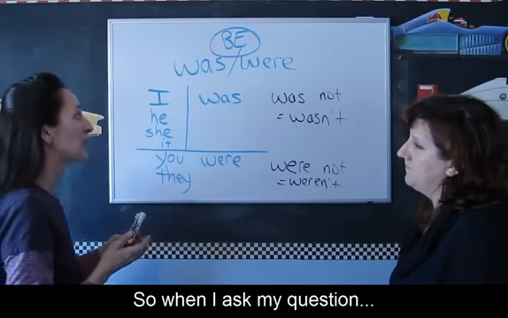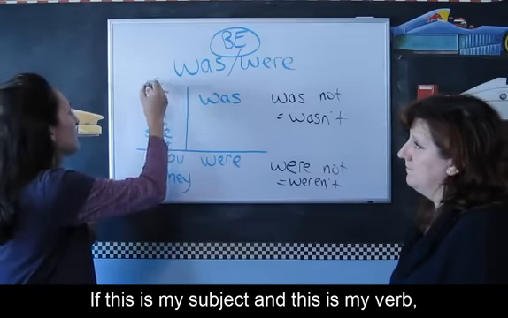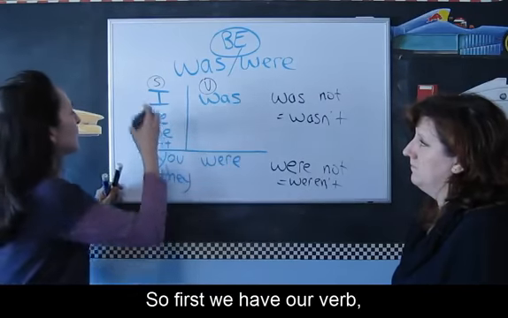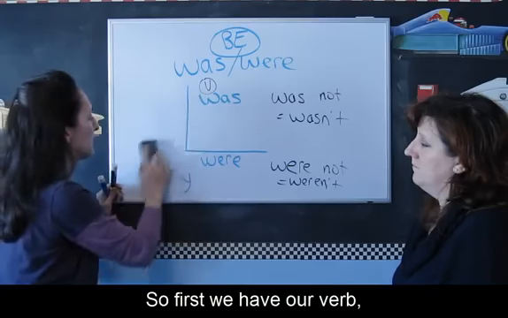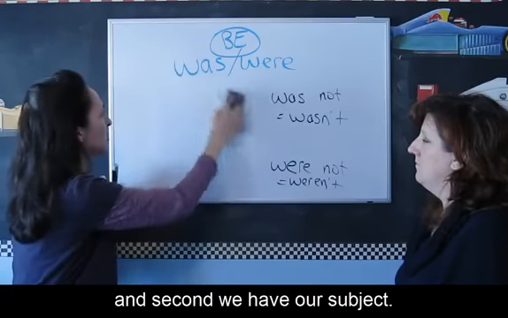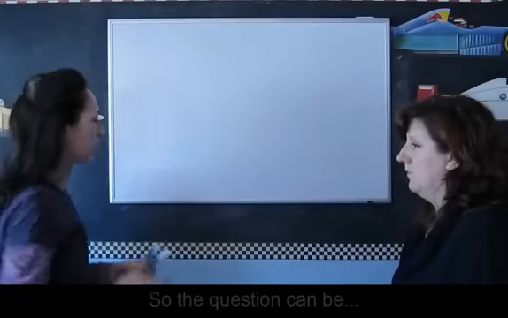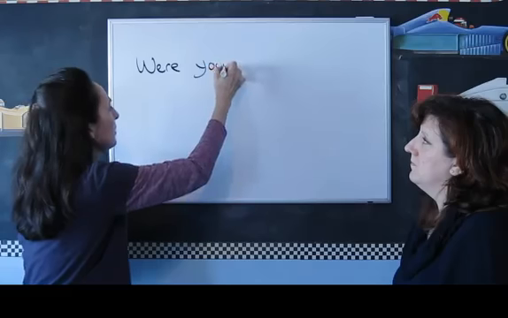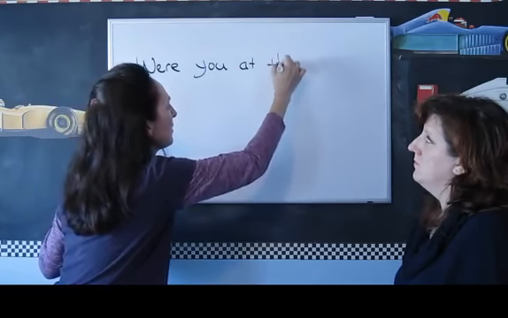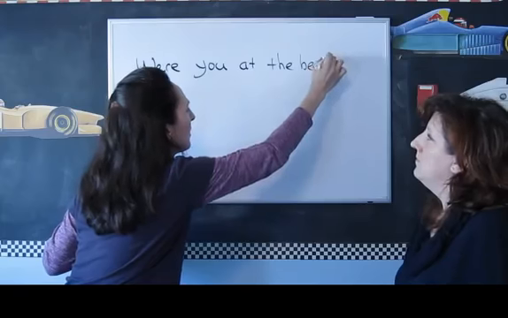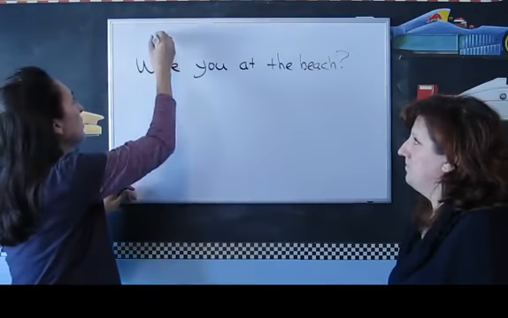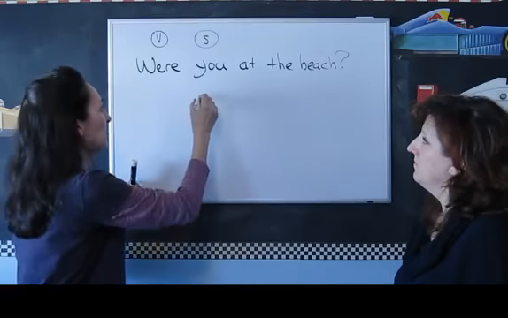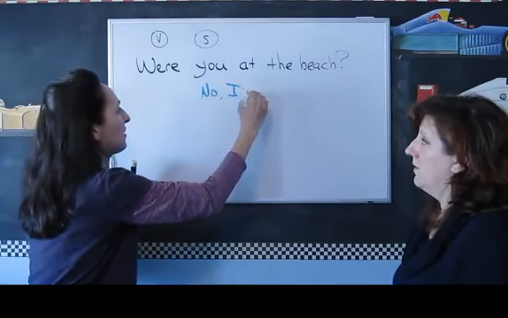Okay, so when I ask my question, if this is my subject and this is my verb, I'm going to switch them, right? So first we have our verb, and second we have our subject. So the question can be, were you at the beach? We have our verb, and then we have our subject. And your answer was no. No, I wasn't.